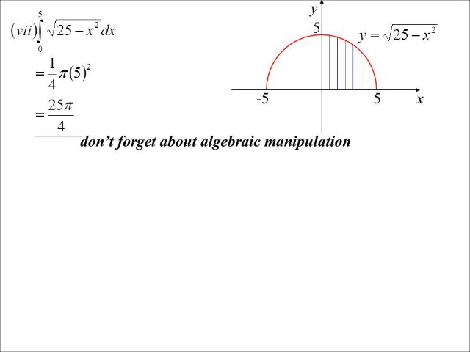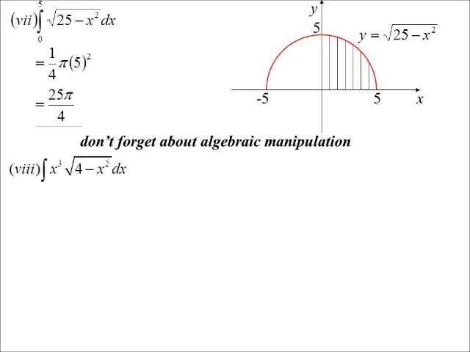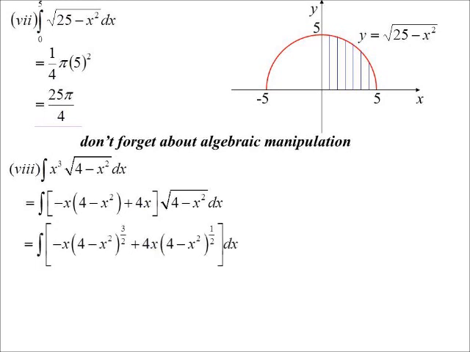Oh, by the way, don't forget about manipulating algebra as well. That can help out. Look at this question. Integral of x cubed square root of 4 minus x squared. I'm going to rewrite that. Instead of x cubed, I'm going to write it as minus x, 4 minus x squared plus 4x. That's x cubed. But look what happens. I can split it into two things, but both of them now are in the form derivative times function. Derivative times function. So sometimes you can play around with the algebra to make life a lot easier.